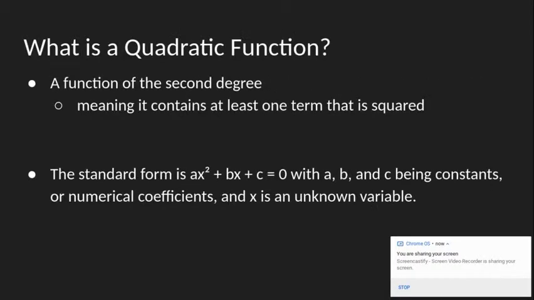So what is a quadratic function? A quadratic function is a function of the second degree, meaning it contains at least one term that is squared in the whole function, and the standard form is ax squared plus bx plus c equals 0, with a, b, and c being constant or numerical coefficients, and x is an unknown variable, which is basically what we're trying to find.